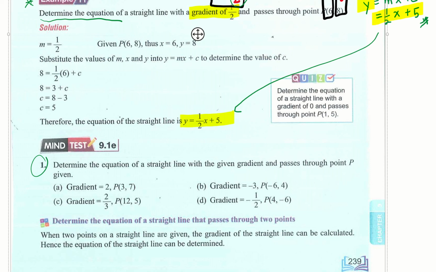If I want to draw a picture, maybe this is the y axis, this is the x axis, and let's say this is my straight line. It intercepts here at c. The gradient is a positive number because it goes towards the right, and maybe this is the point P, (3, 7).